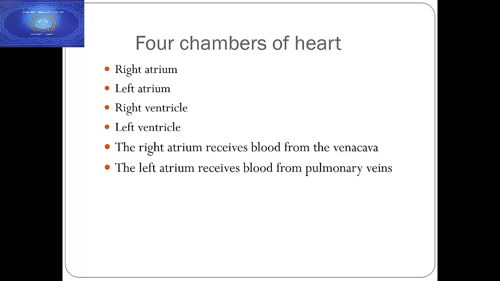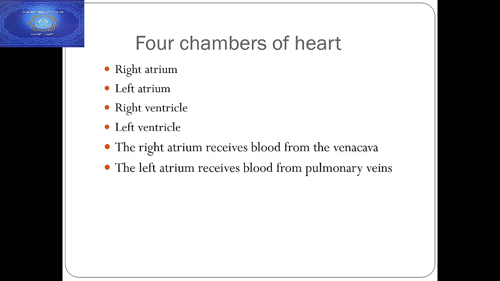The right atrium receives blood from the vena cava. Vena cava is the blood vessel which carries deoxygenated blood from all parts of our body to the heart. Now you check the picture, then it will be more clear. The left atrium receives blood from the pulmonary veins. Pulmonary veins are another blood vessel which carries oxygenated blood from the lungs to the heart. First the right atrium will be filled with deoxygenated blood and that is given to the ventricle, and the left atrium at the same time is filled with oxygenated blood and that is given to the left ventricle.